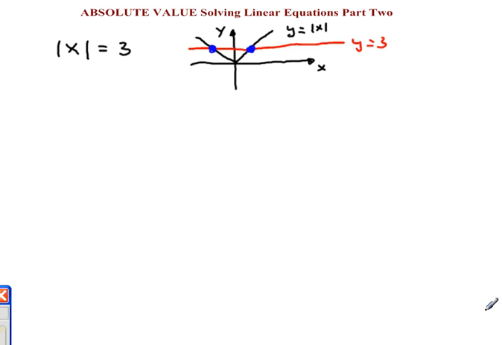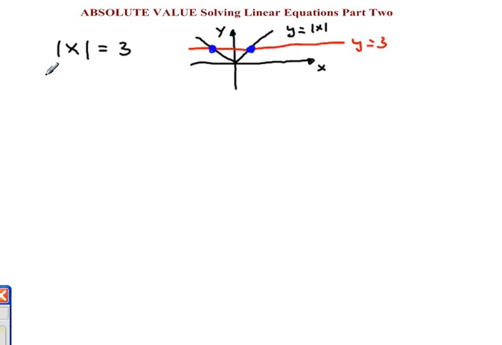Absolute value, solving an equation, part 2. Supposedly we have an equation to solve: absolute value of x is equal to 3. So you're asking yourself a question: what should x be equal to in order to balance this statement?